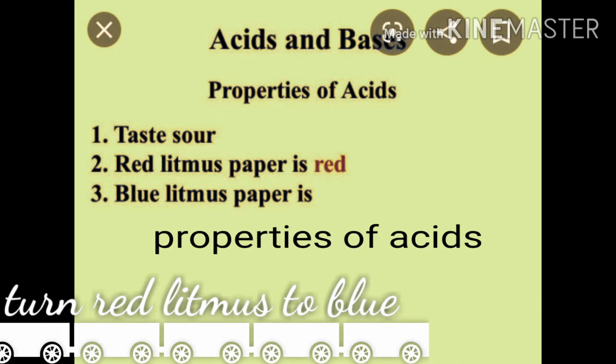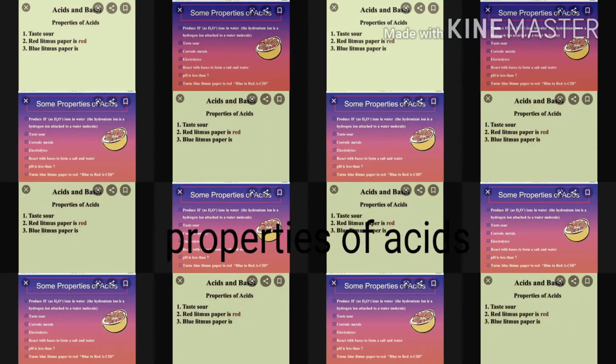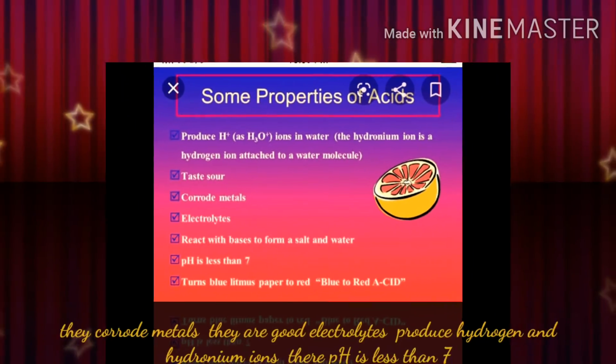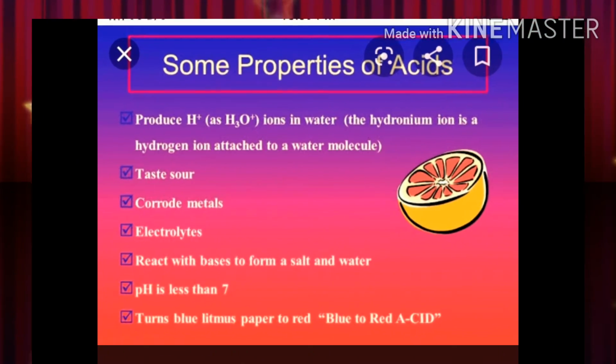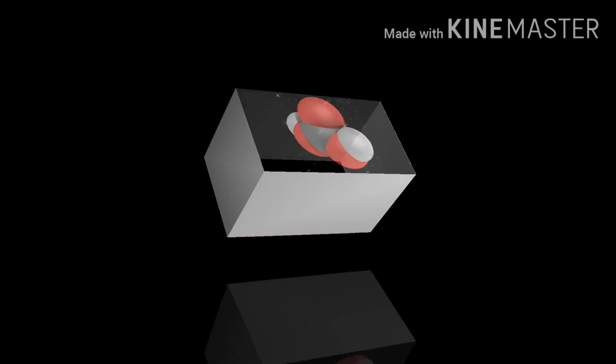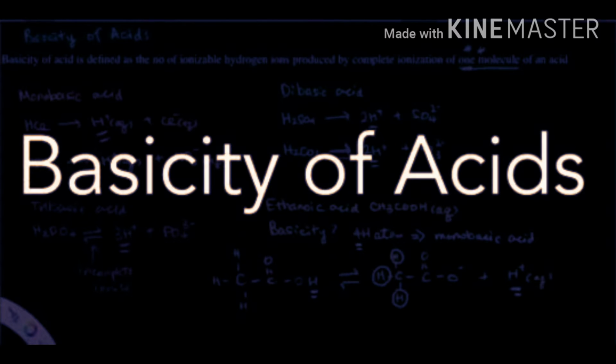Some properties of acids: they taste sour, they turn blue litmus paper to red. They produce hydrogen and hydronium ions in water. They corrode metals. They are electrolytes. They react with bases to form a salt and water. Their pH is less than 7. These are some properties of acids.